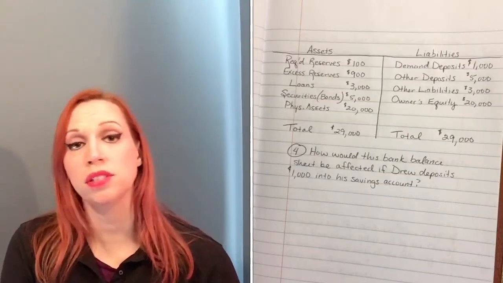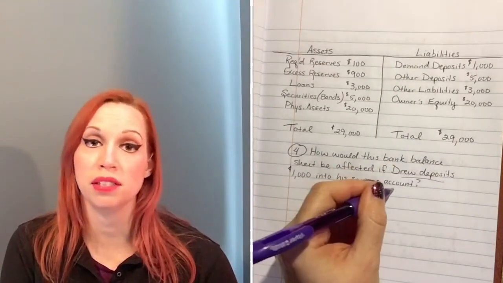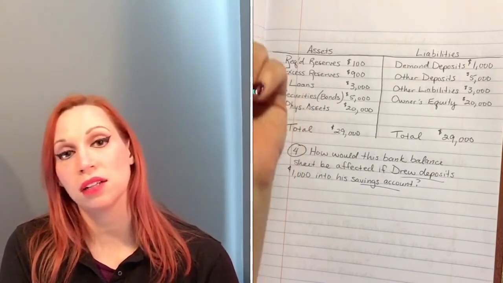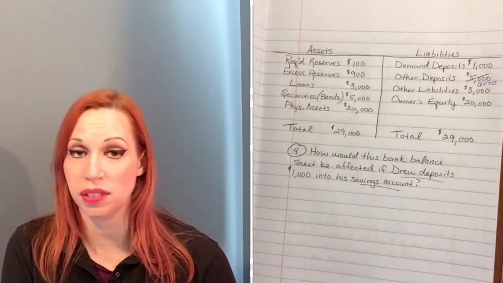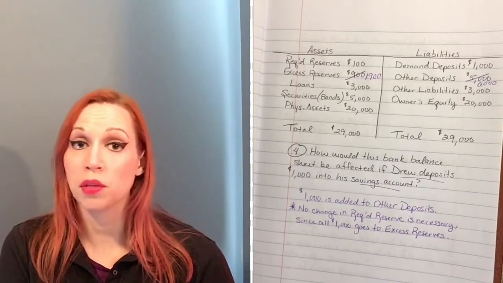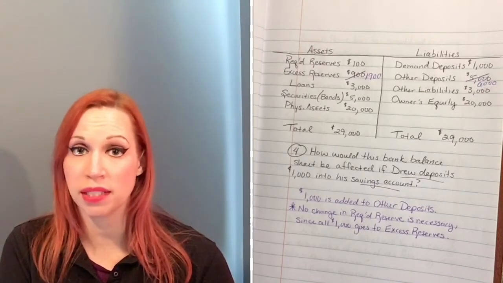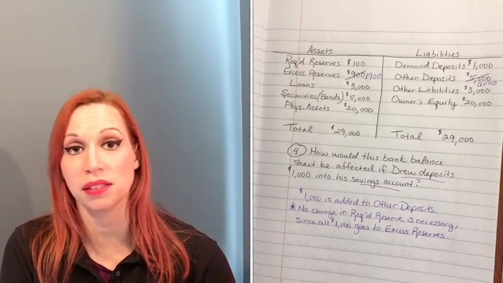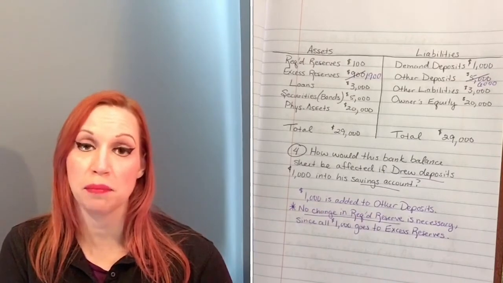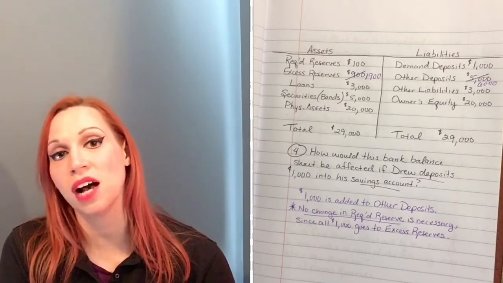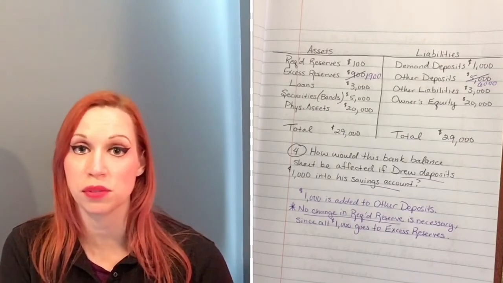Now for number 4, suppose that Drew comes along to the bank and instead of depositing money into his checking account, he's going to deposit money into his savings account. Now when Drew deposits $1,000 into his savings account, this is going to go into other deposits on the liabilities side. So it's going to increase other deposits from $5,000 to $6,000. Remember that the required reserve ratio does not apply to other accounts like savings accounts. It only applies to checking accounts or demand deposits. So none of this $1,000 that Drew put into the bank in his savings account has to be held on hand. So this entire $1,000 can go right into the bucket of excess reserves for the bank.